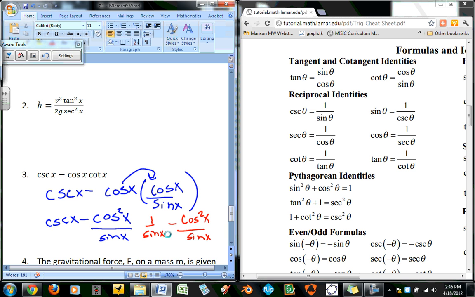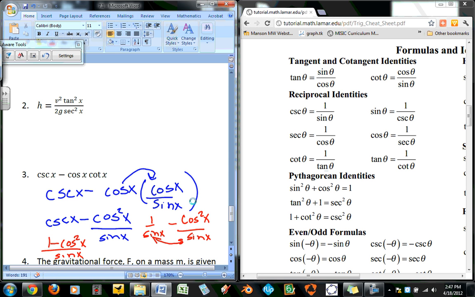Now, these are common denominators. So we can add these. Instead of having two fractions there, we can have their common denominators. We can put those together and just write it all underneath one denominator, and that's okay. So we have 1 minus cosine squared x over sine x.